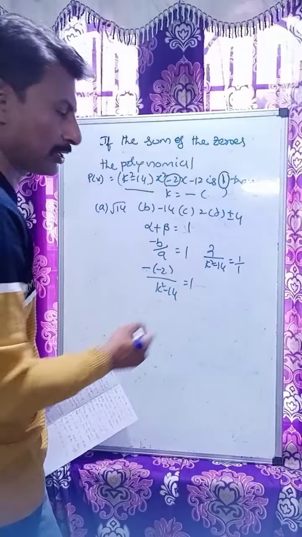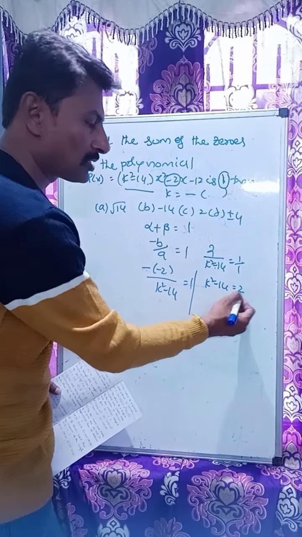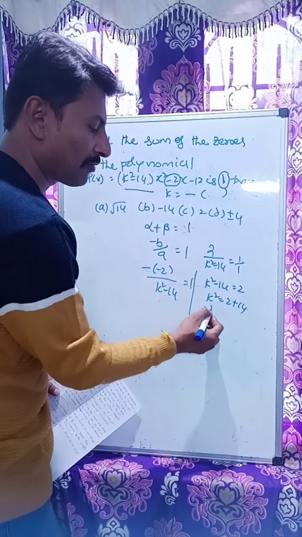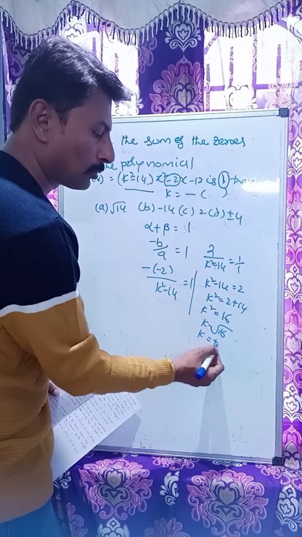Do cross multiplication. k² − 14 times 1 is k² − 14, and 2 times 1 is 2. Minus 14 becomes plus: 2 + 14. So k² is equal to 16. k is equal to root 16. So k is equal to plus or minus 4.